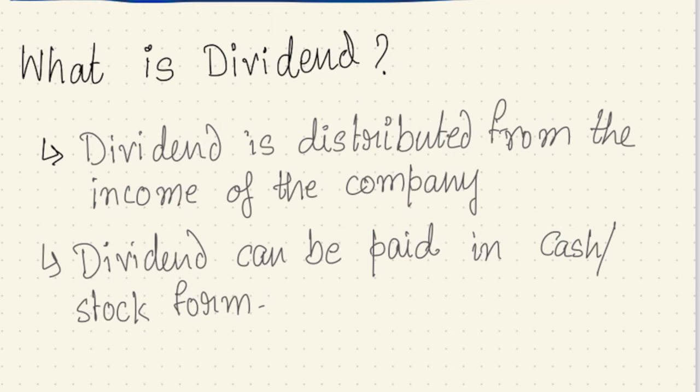If you understand the characteristics of the dividend, first, a dividend is distributed from the income or profit generated by the company. And second, a dividend can be paid in cash, or it can also be paid in the form of stock. Then it is known as a stock dividend.